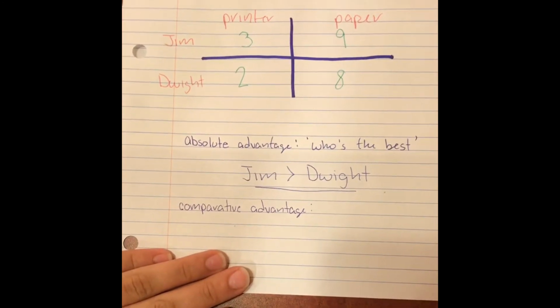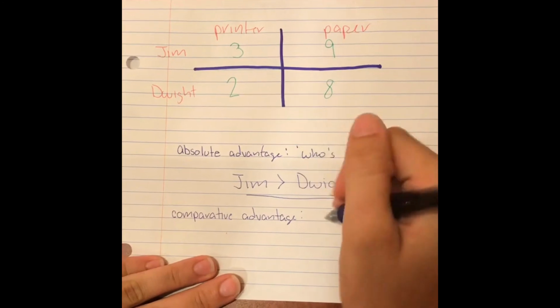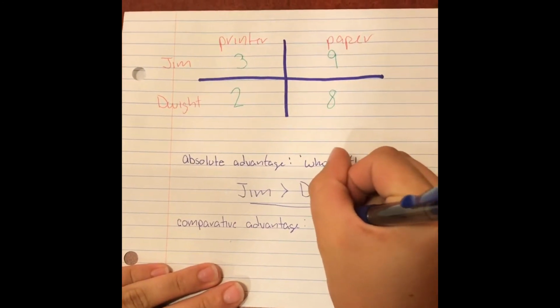Now, let's check out comparative advantage. Here is where our opportunity cost comes into play, since comparative advantage is who has the lowest opportunity cost.